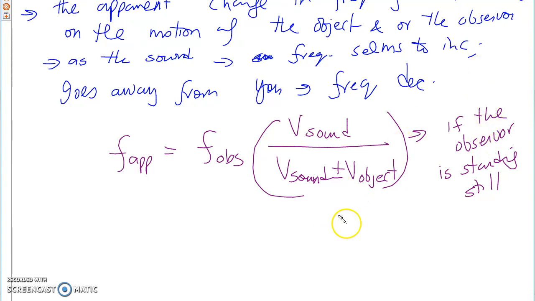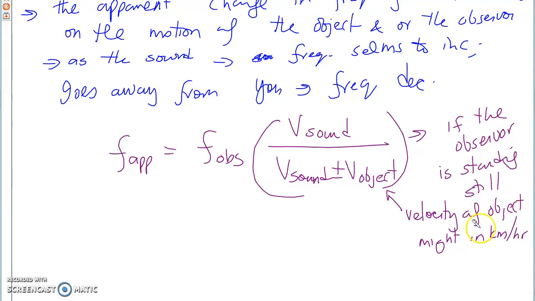Now remember, most likely when you get a question, the velocity of the object, note to self, might be in kilometers per hour. So you've got to make sure you convert the kilometers per hour into meters per second. You'll also have to figure out the velocity of sound at that point. So if the temperature was 25 degrees, you'll have to calculate that velocity of sound.